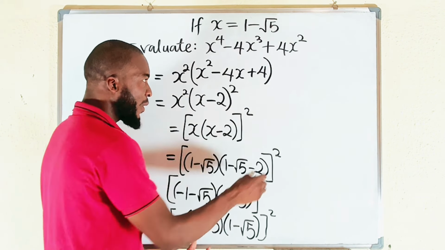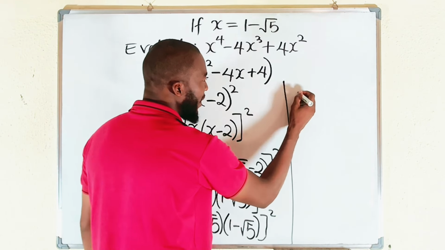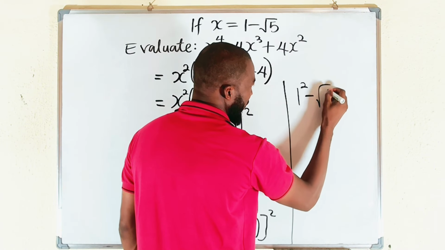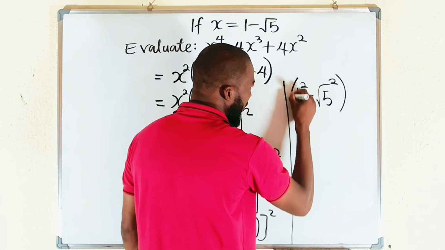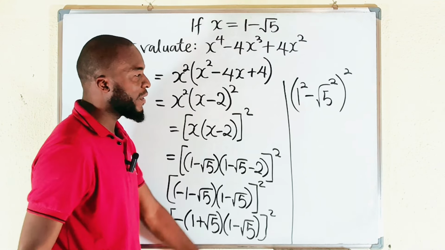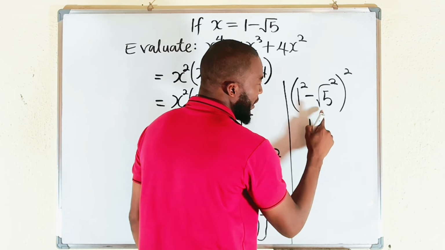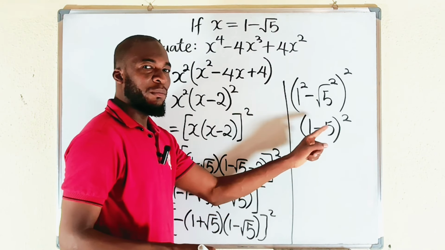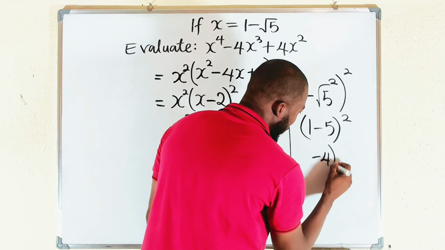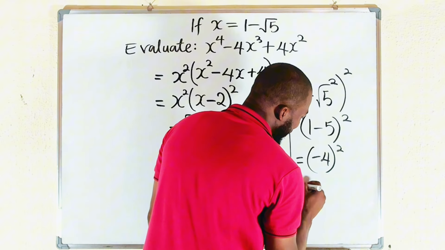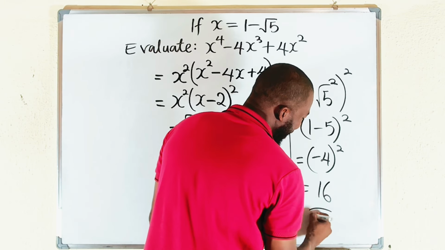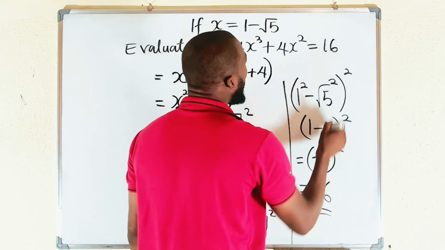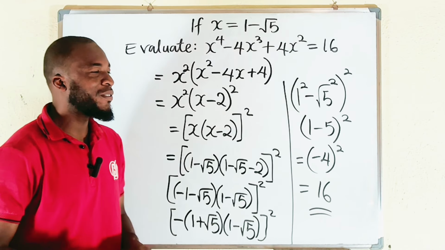Because this is difference of 2 squares, we can write this as the first term squared minus the second term squared. But remember, we still have this power of 2 outside. 1 squared is 1. Square root of 5 squared will give us 5, to the power of 2. 1 minus 5 is negative 4 to the power of 2. This is equal to 16. Yeah, which implies that the whole of this expression is equal to 16, provided x is equal to 1 minus the square root of 5.